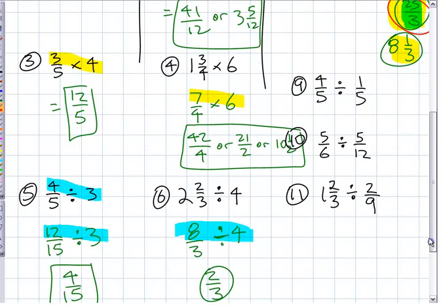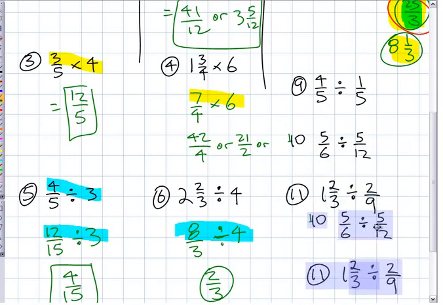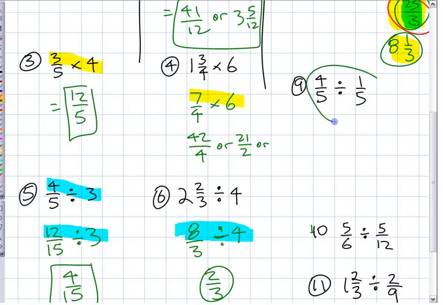Last ones here, the dividing ones. Let's move those so where we have some more room here. This should be a pretty quick one. 4/5 divided by 1/5. You're saying how many of these fit into there? How many 1/5 fit into 4/5? It's 4.